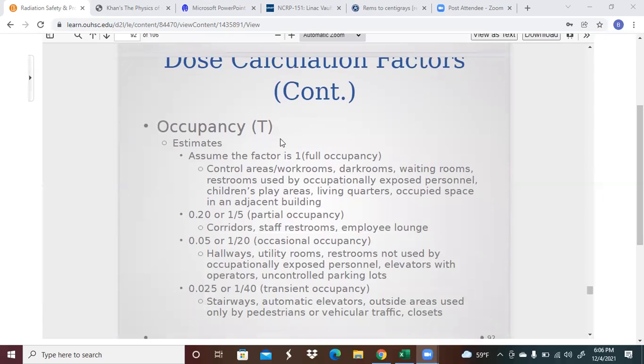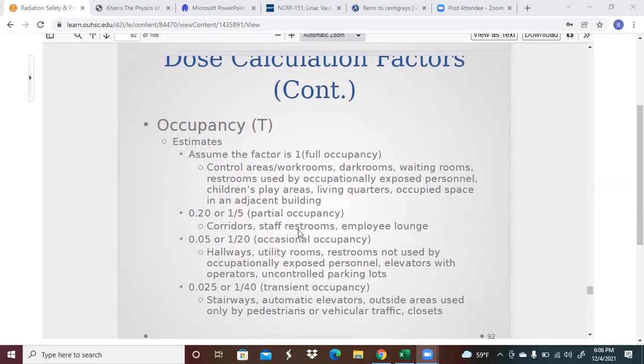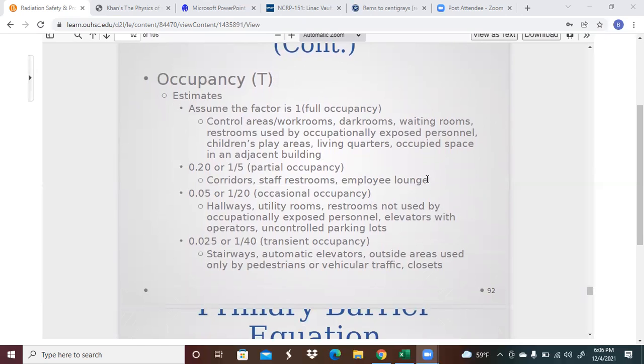How do we estimate the occupancy? If a room or area is going to be fully occupied, then we give it a factor of 1. If we have partial occupancy, like a corridor, a staff restroom, an employee lounge, or whatnot, then we knock it down to about 0.2.